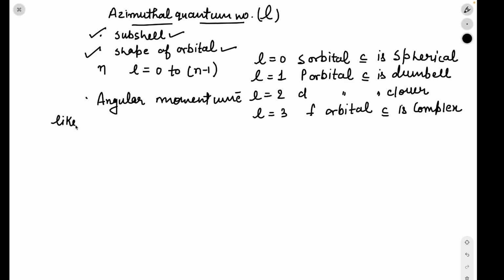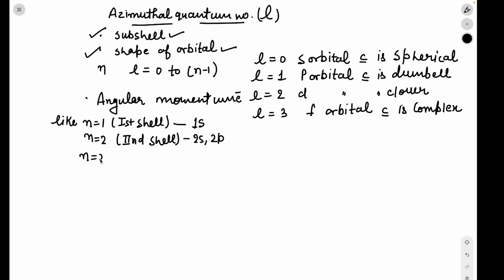Like for n is equal to 1, that is for first shell, there is only one type of flat, that is 1s. And for n is equal to 2, that is for second shell, the possible types of flats are 2s, 2p. And for n is equal to 3, that is for third shell, there are three types of flats: 3s, 3p and 3d.